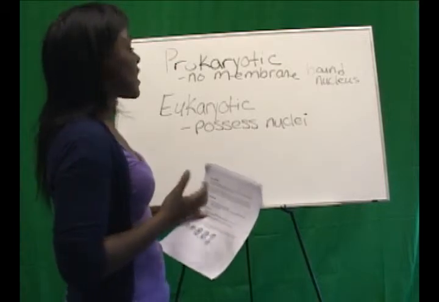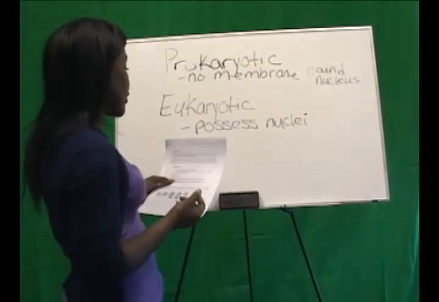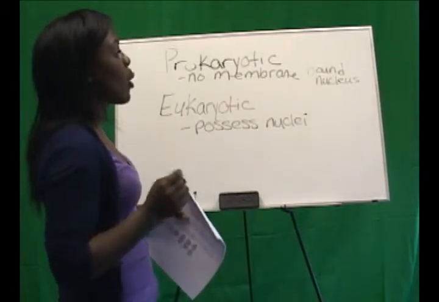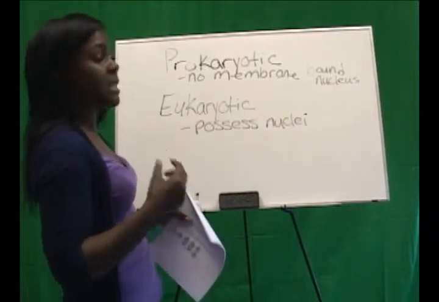Okay, we have discussed that there are two types of cells, the prokaryotic cell and the eukaryotic cell. The prokaryotic cell, as we've spoken about before, has no membrane-bound nucleus, and the eukaryotic cell possesses a nucleus.